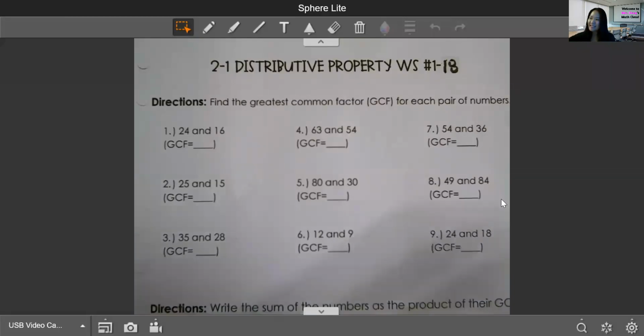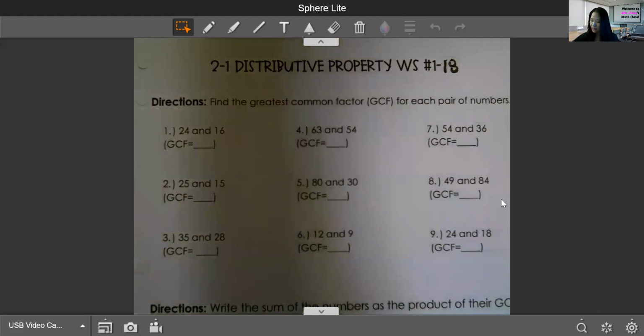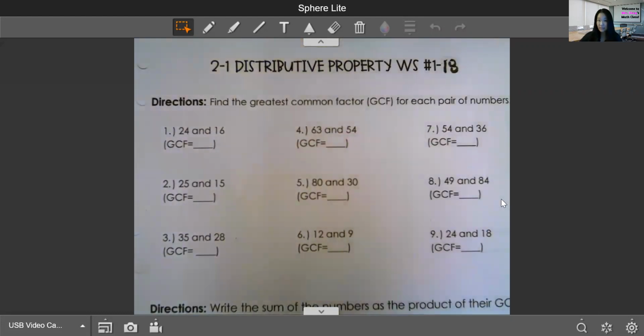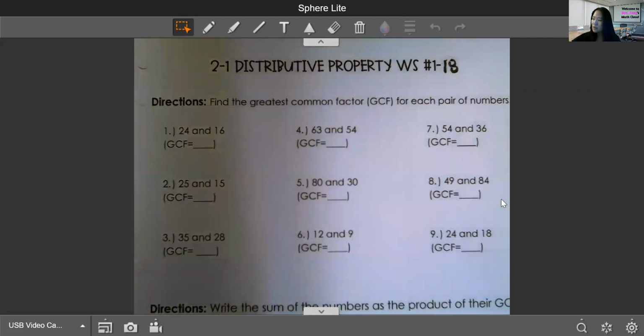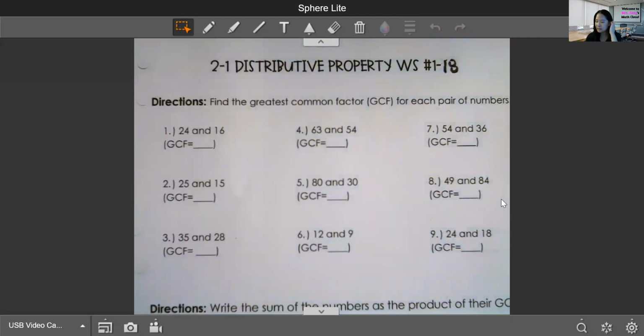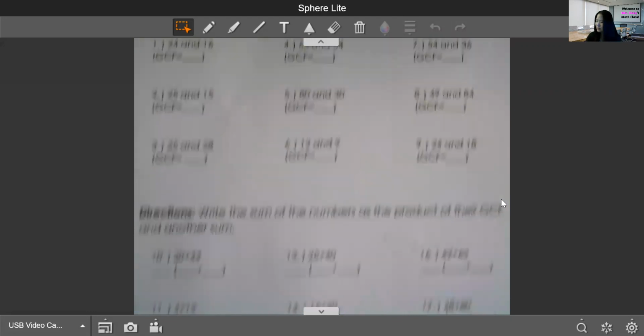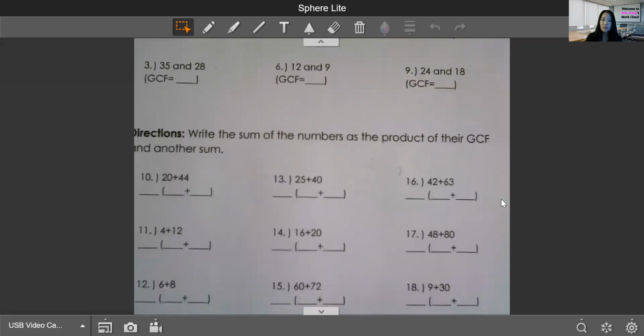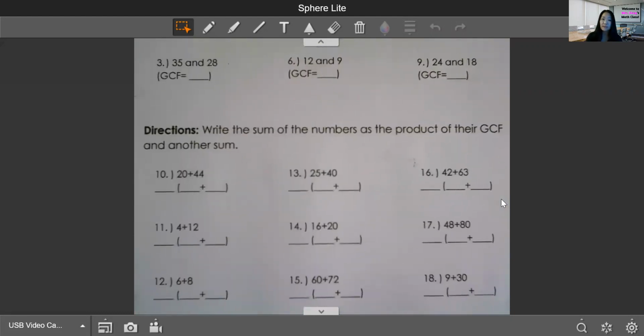Alright students, today's homework help is on Module 2-1, Distributive Property Worksheet, numbers 1 through 18. There are 9 problems on finding the greatest common factor, in which I'm going to use the ladder method. And then there are another 9 problems in which you're going to use the distributive property, write the sum of the numbers as the product of their GCF and another sum, also using the ladder method.